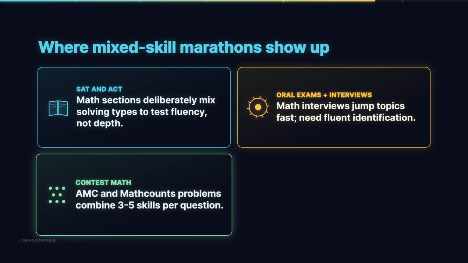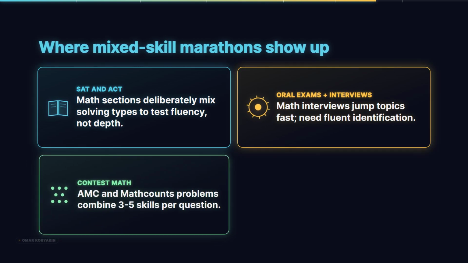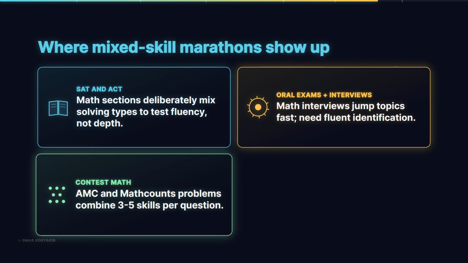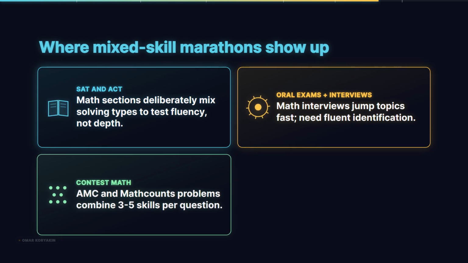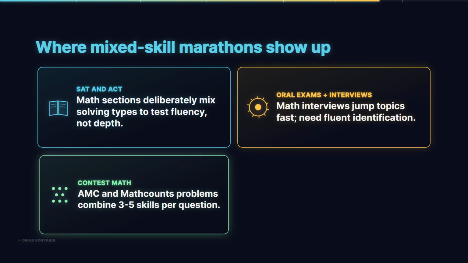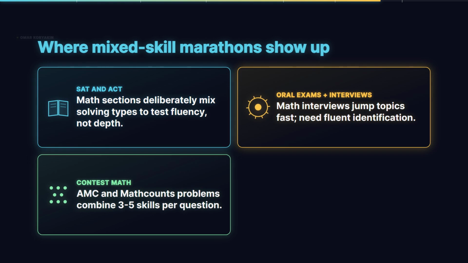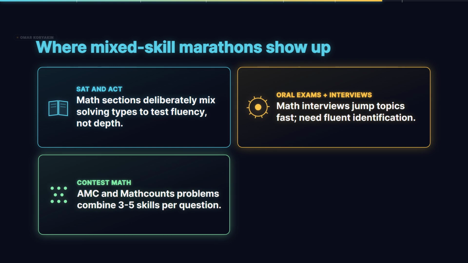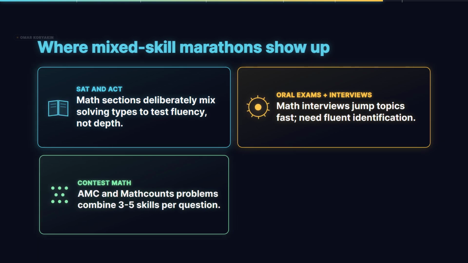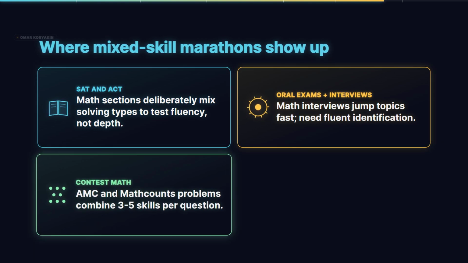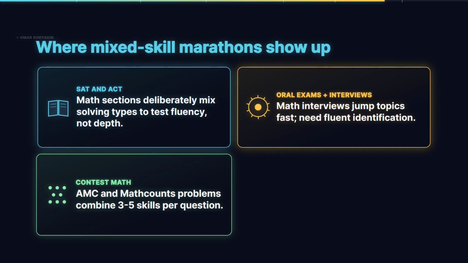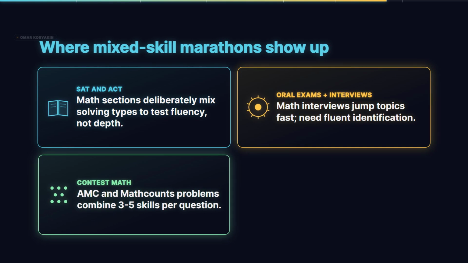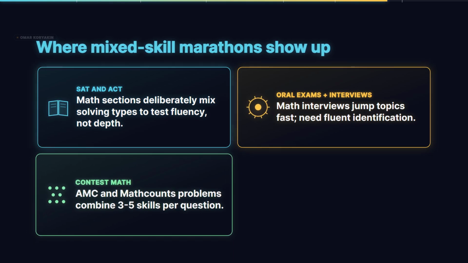On the AMC, AMC 8, MATHCOUNTS, and other contest math problems, every problem combines 3 to 5 skills in a single problem statement, and the contestant has roughly 2 to 4 minutes per problem. Recognizing the skill set required and applying them efficiently is the entire game in contest math, and contest students train mixed practice intensively for exactly this reason. The decision-making layer you exercise in today's marathon is the same layer that drives every contest performance.